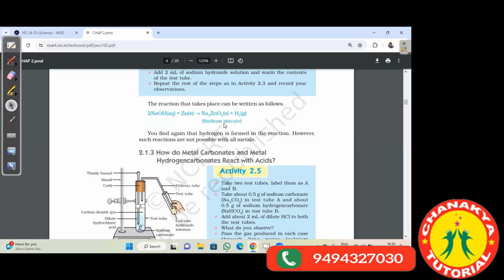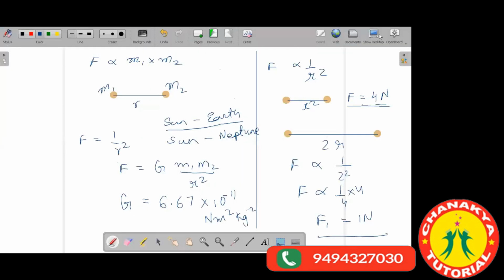React with the metals to give hydrogen gas and the salt. The corresponding metal salt is obtained, and we also obtain hydrogen gas. And how do we test the hydrogen gas?